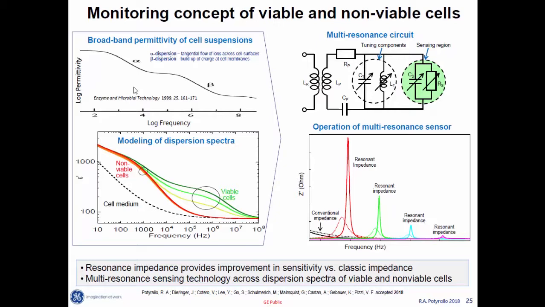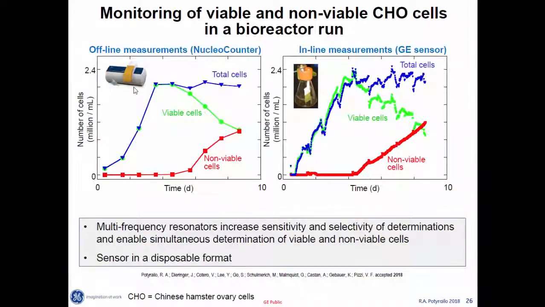And when we are in the resonant mode, we are much stronger in the response as compared to conventional impedance. Those two black lines, dotted and solid, are the same responses from our samples, but in the non-resonant mode, compared to the colored ones. So that's an example of monitoring a bioprocess run with our in situ sensor and also with the offline measurements.